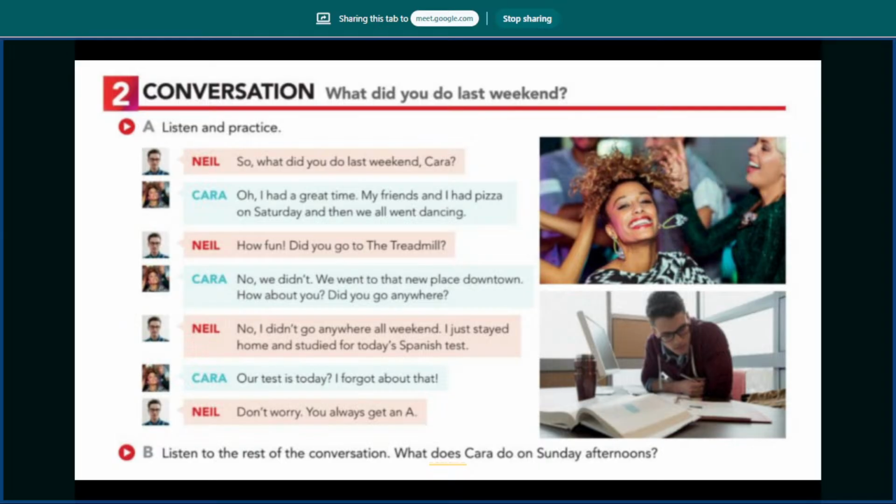But again, the past tense over here becomes important for us. So I'm going to quickly play the conversation. Pay attention.